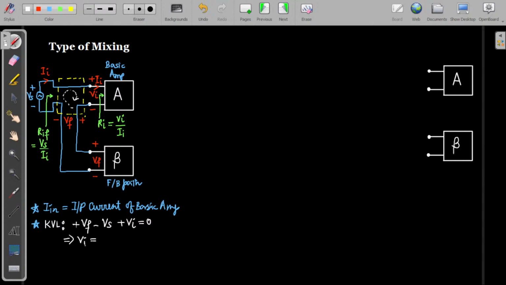So VI is equals to VS minus VF. That means the source voltage minus the feedback voltage will be given by the input voltage of the basic amplifier. Okay, so that means input voltage of the basic amplifier क्या होंगे, आपका सोर्स वोल्टेज माइनस फीडबैक वोल्टेज. माइनस हो रहा है क्यों, क्योंकि मैं नेगेटिव फीडबैक ले रहा हूँ. एंड दिस इज द कॉन्सेप्ट ऑफ नेगेटिव फीडबैक.